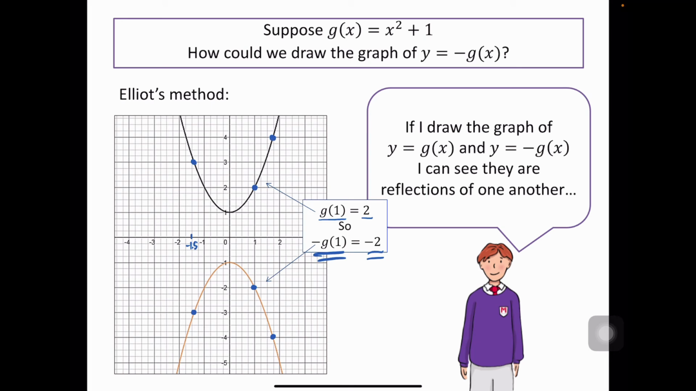And remember, when the plus or minus sign or the operation is within the brackets, it affects the x values. If it is outside, and as you can see here, it's clearly outside, it affects the y coordinates only. The x values stay the same.